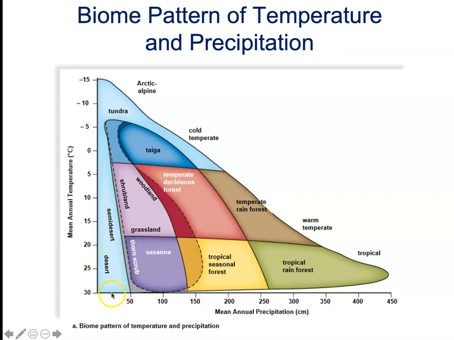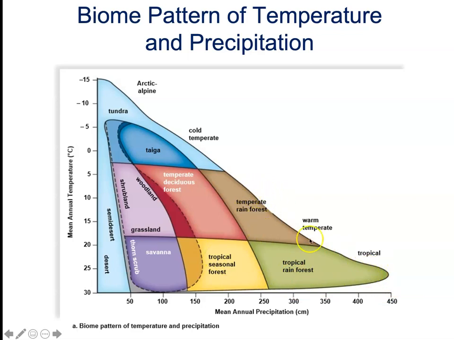As we get just a little bit wetter, we're going to see the savanna. The savanna and thorn scrub area has very high temperatures and very little precipitation. If we keep that same amount of precipitation but cool down a little bit in temperature, we're going to see grassland, with shrubland on the slightly drier side and woodland on the slightly wetter side. If we increase in temperature and increase in rainfall, we're going to see tropical seasonal forests, and then finally tropical rainforests at the really high end of precipitation.